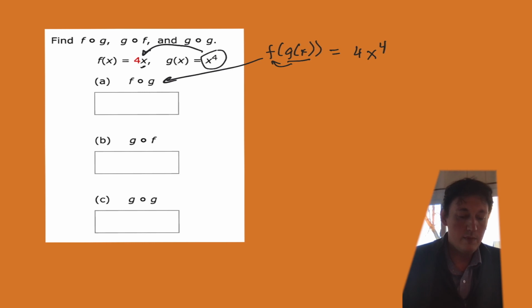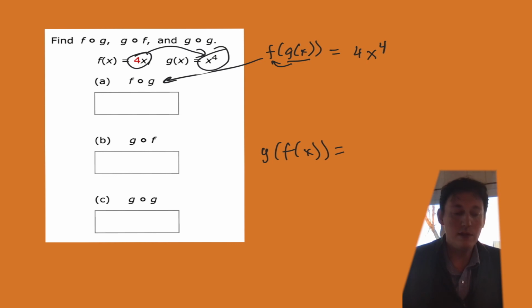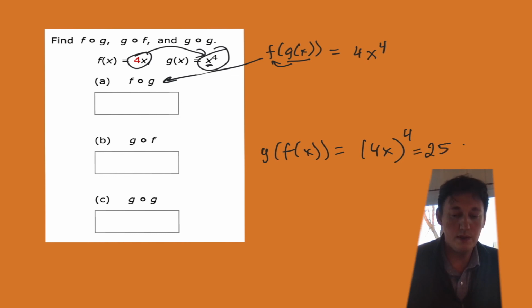In part 2, we have g of f of x, which is the same thing, just going in the other direction. So I'm going to replace my domain of g of x with f of x. So I'm going to plug f of x into g. So now instead of writing this x, I'm going to write 4x, and then I'm going to take that to the 4th power, which ends up being 4 to the 4th power, which is 256, x to the 4th power.